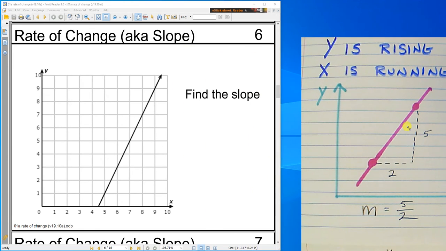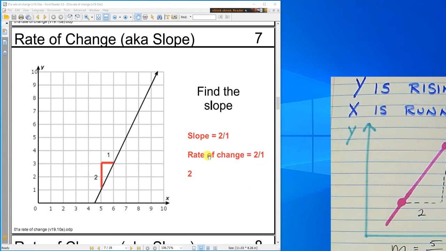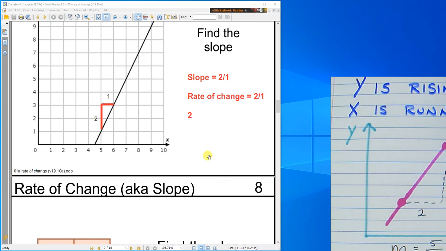Now for this one, I'll do this actual problem. See how close I was. I know we just kind of estimated it in the notes. So I find two good points. Good point, good point. I draw on my slope triangle. I count my rise, I count my run, I put the rise over the run. I simplify it down to just a 2. The slope of this line is 2. There we go. Rate of change, or the slope, is 2.